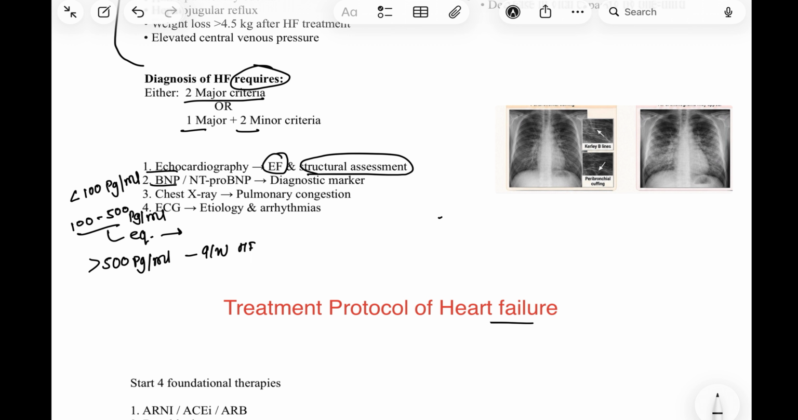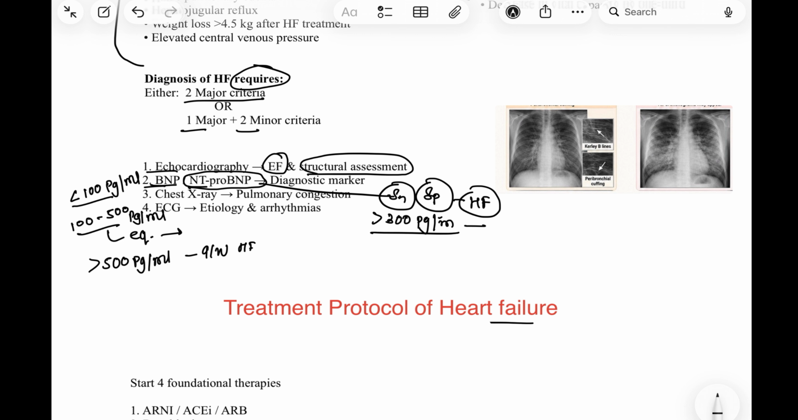Right? What about the NT-proBNP? So NT-proBNP is associated with the maximum sensitivity and specificity for the diagnosis of heart failure. Traditionally, we used to use BNP only, but nowadays most of the labs and most of the emergency departments and ICUs are equipped with NT-proBNP with the ABG as well to diagnose heart failure. So a level more than 300 pg per ml of NT-proBNP is usually associated with heart failure.